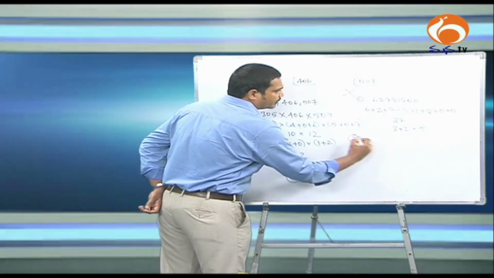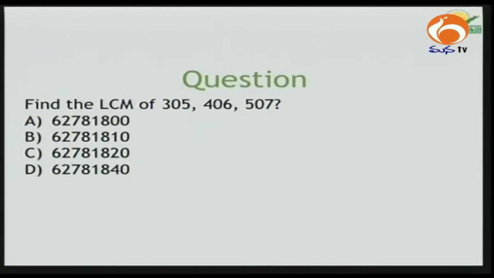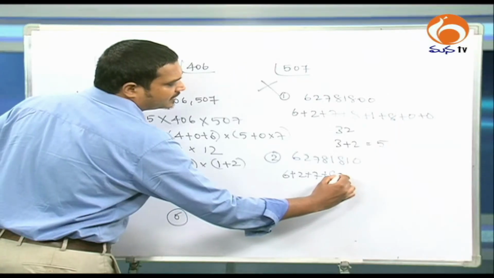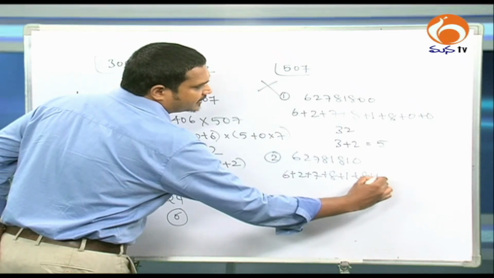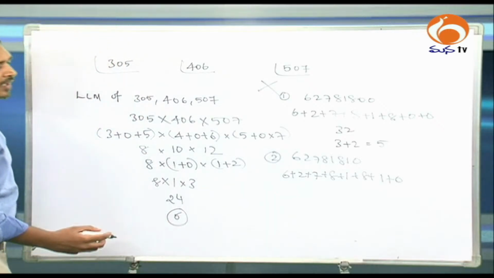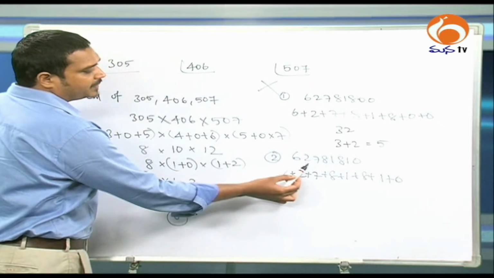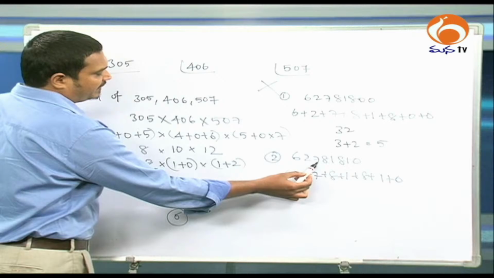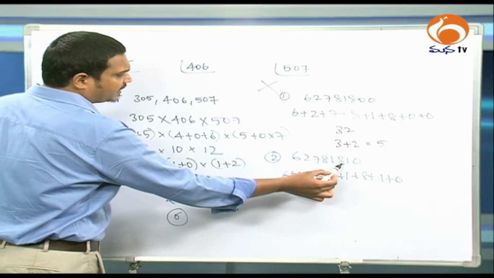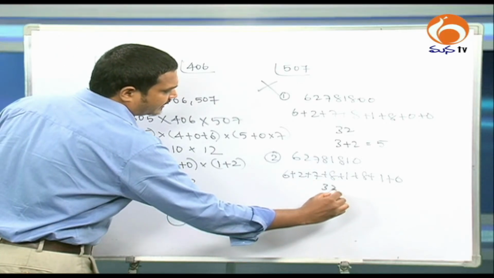Look at option 2, 62781810. I repeat, 62781810. Now it is 6 plus 2 plus 7 plus 8 plus 1 plus 8 plus 1 plus 0. 6 plus 2 is 8. 8 plus 7 is 15. 15 plus 8 is 23, 24, 32, 33. Fantastic. 33.